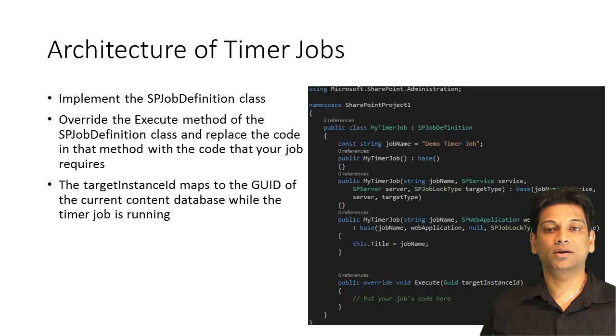Let's talk about the architecture of a timer job. A timer job is a class which implements the SPJobDefinition class. You'd override the Execute method and provide your own business logic in there. In the Execute method, you're provided a targetInstanceId variable which maps to the GUID of the current content database while the timer job is running.